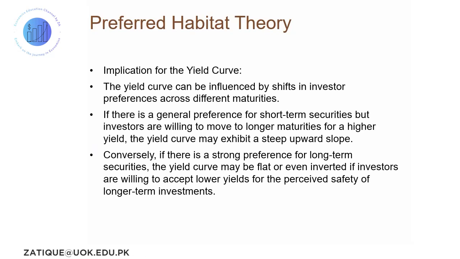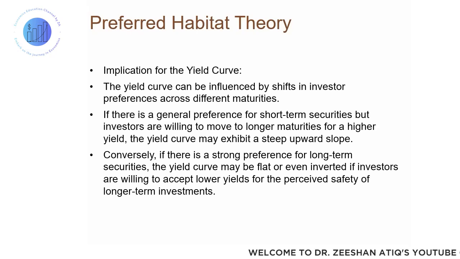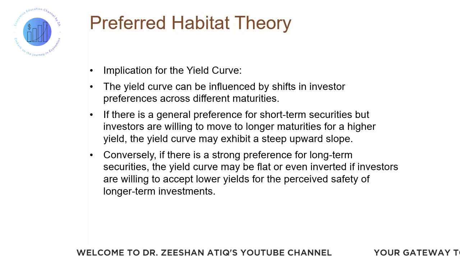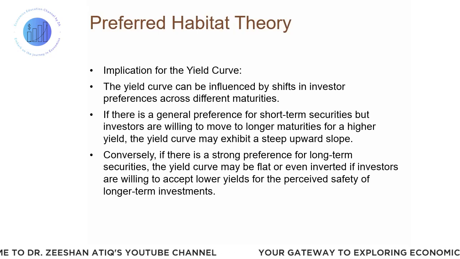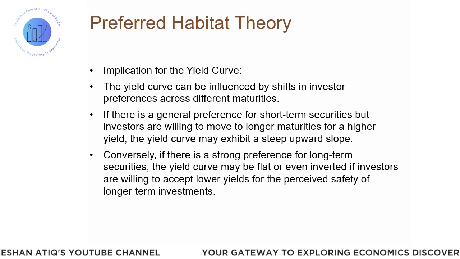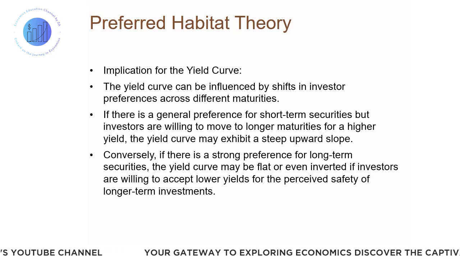If you think about the preferred habitat theory, the yield curve can be influenced by shifts in investors' preferences across different maturities. If there is a general preference for short-term securities, but investors are willing to move to long-term maturities for a higher yield, the yield curve may exhibit an upward sloping curve. Conversely, if there is a strong preference for long-term securities, the yield curve may be flat or even inverted if investors are willing to accept lower yields for the perceived safety of long-term investments.